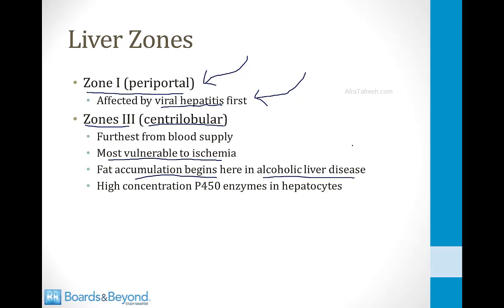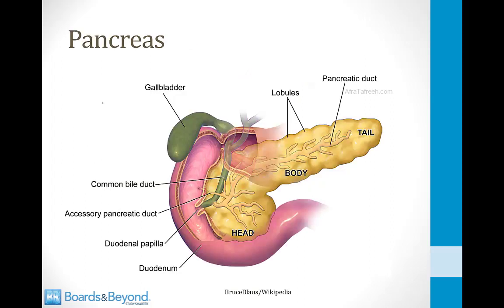Alcoholic liver disease prominently affects zone 3 of the liver. This is also where a high concentration of P450 enzymes are found inside of hepatocytes. I'll finish this module by discussing the anatomy of the pancreas.